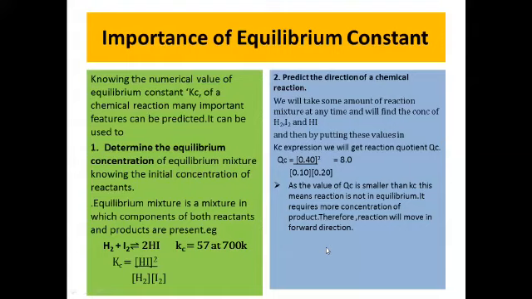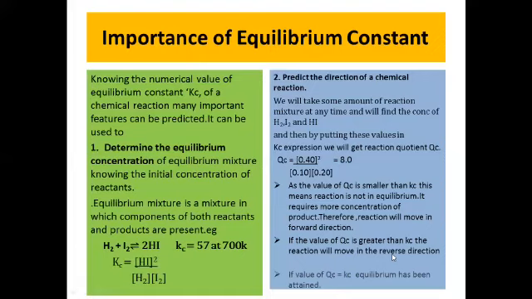But if the Qc value is greater than Kc, the reaction will move in the reverse direction, and if the value of Qc is equal to Kc, it means equilibrium has been attained. So from the value of Qc, we can identify the direction of a reaction: whether it is moving in the forward direction, moving in the reverse direction, or the rates of forward and reverse reactions are the same and equilibrium is attained.